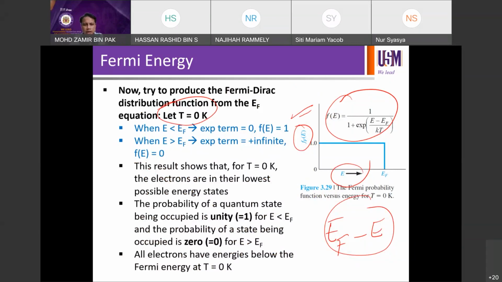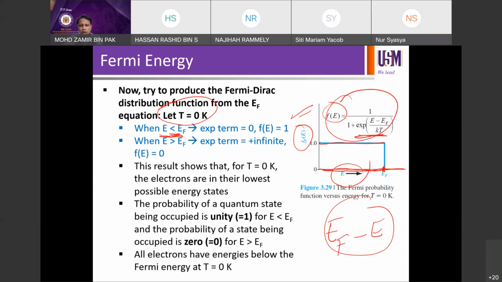Okay, so when E is less than EF, where is it on the x-axis? Anyone? Is it on the right or on the left? On the left, right? Remember, EF is here. E less than EF means it is sitting on the left. So at this point, the exponential term becomes 0, because E is less than EF, and Fe equals 1. And you get that Fe equals 1, right?